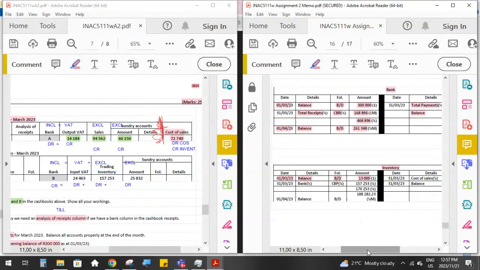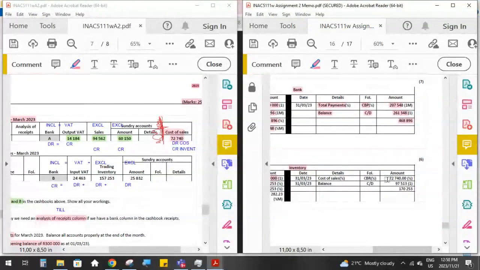So here's my inventory account. I must credit my inventory with that 72,740. What we write in the details column is the name of the general ledger account that is going to get the opposite side of the entry. So credit inventory, debit cost of sales. Folio is which journal did this transaction come from? CBR. The date will be the 31st because it's at the end of the month that we post our column totals from the journals into the general ledger.